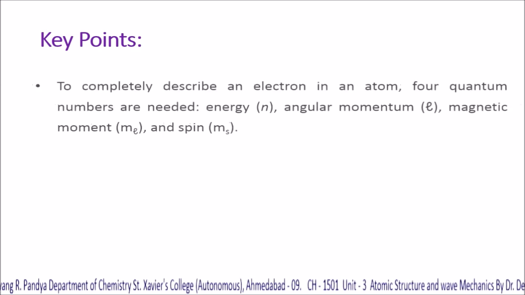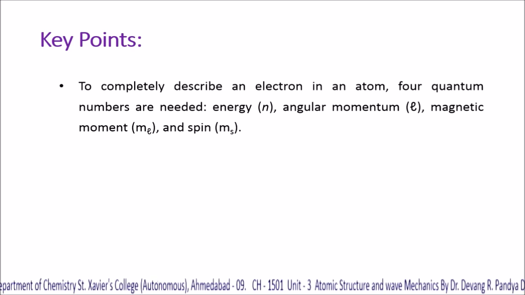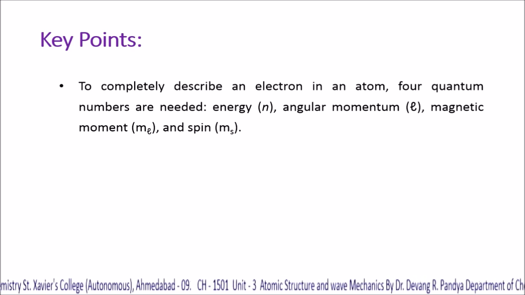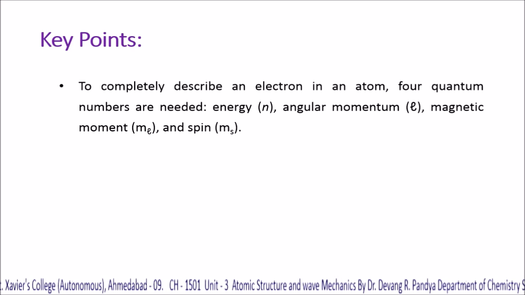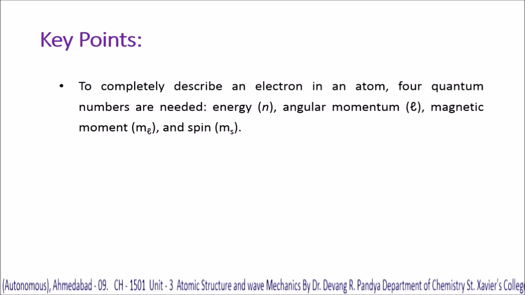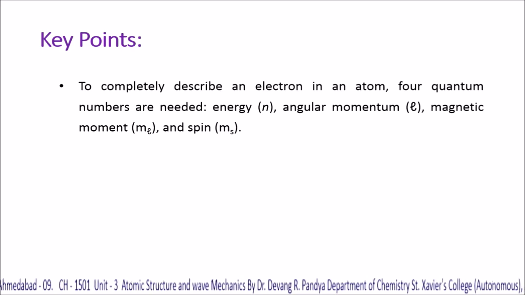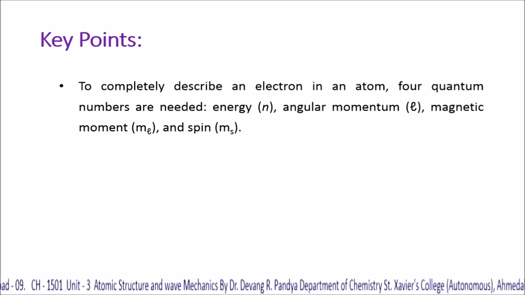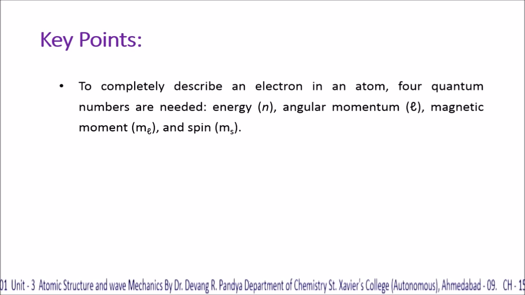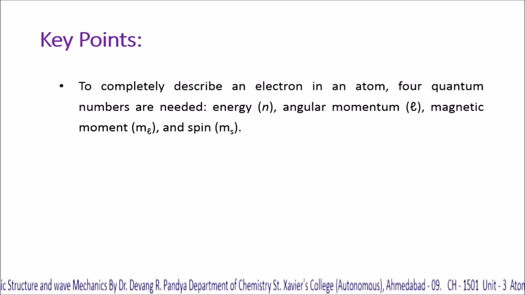The key point we are going to discuss is that to completely describe an electron in an atom, four quantum numbers are needed. To define energy we require n, the principal quantum number. For angular momentum we require l, the azimuthal or secondary quantum number. To define the orientation and magnetic property we require the magnetic quantum number, m subscript l, and for the spin associated with the electron, the spin quantum number, represented as m subscript s.